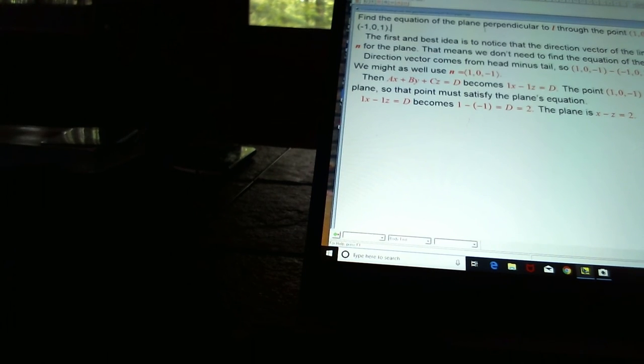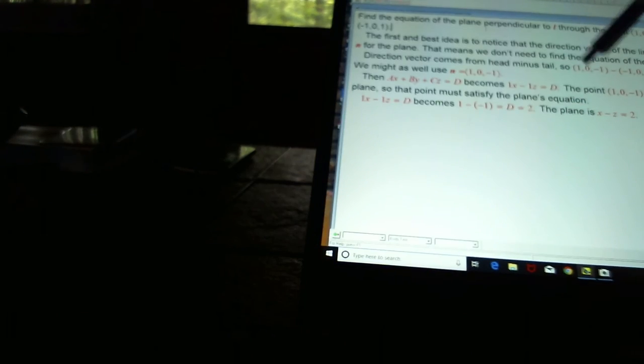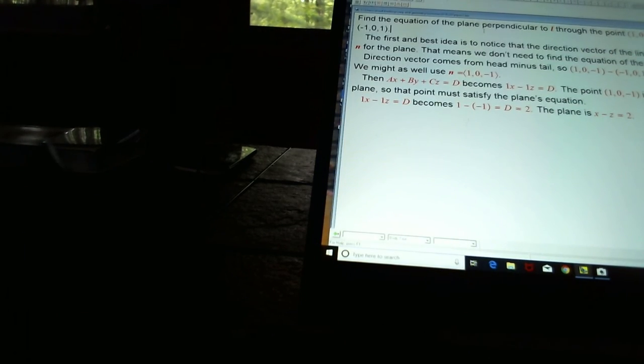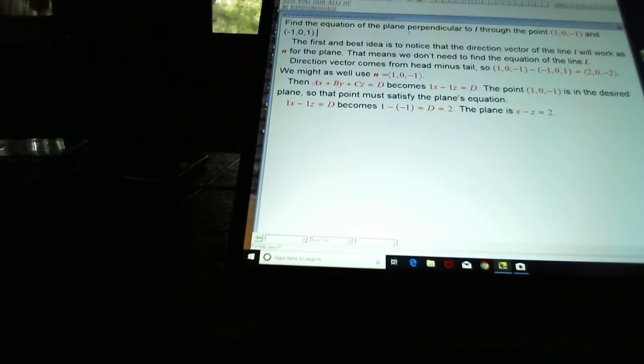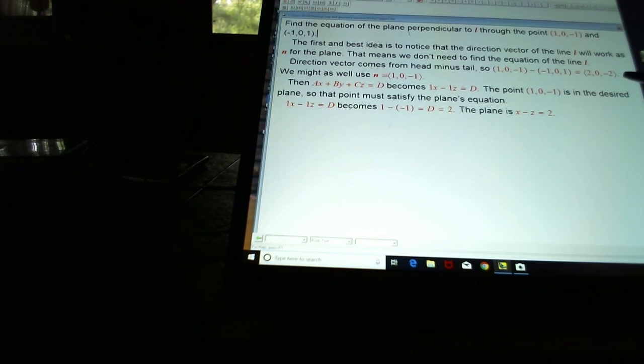And then just get the direction vector. So that's head minus tail. That's right here. Head minus tail. That's subtraction. Let's see if I can get the whole picture here. That looks better. So you got the head minus tail, and that gives me the normal vector. And you can use 2, 0, -2. You can use that as your normal vector. It's okay. You won't be wrong.